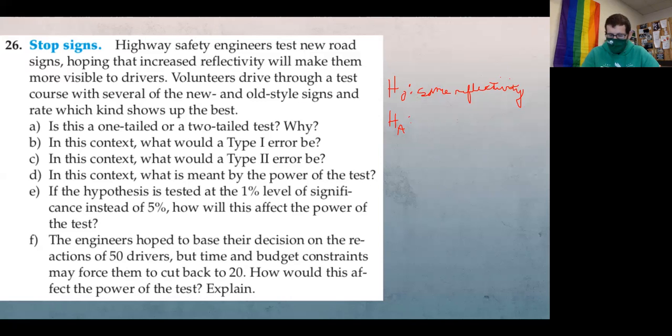So the alternative would be the new one's more reflective. Now it's easier to think about rejecting the null if you know what the null and the alternate are. So looking at this, what would a type 1 error be? There it is. We conclude that the new one's more reflective when really it's not.